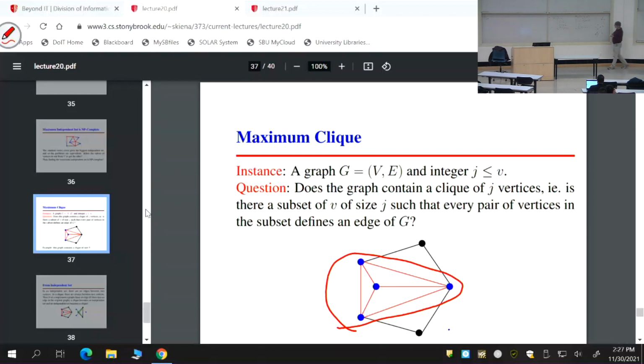My claim is that looking for an independent set of size 4 in the graph is the same as looking for a clique of size what in the complement graph? 4. So J should be equal to what? K. This is the reduction.